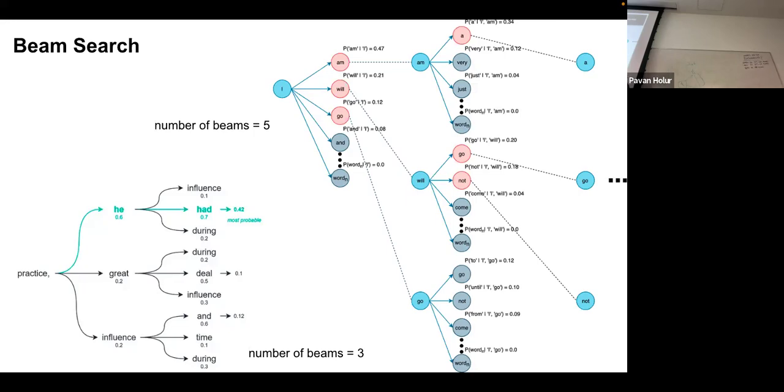So for each of these options that I have currently, I need to think 5 layers deep, 5 moves ahead, right? So if at every point I pick 5 options to select, and for each of these I go 2 layers deep, then, or in this case, what I'm showing is I have 3 options to select: he, great, influence, and for each of them I go 2 layers deep. So I go one step, he, great, influence, and I go another step, influence, had, during.